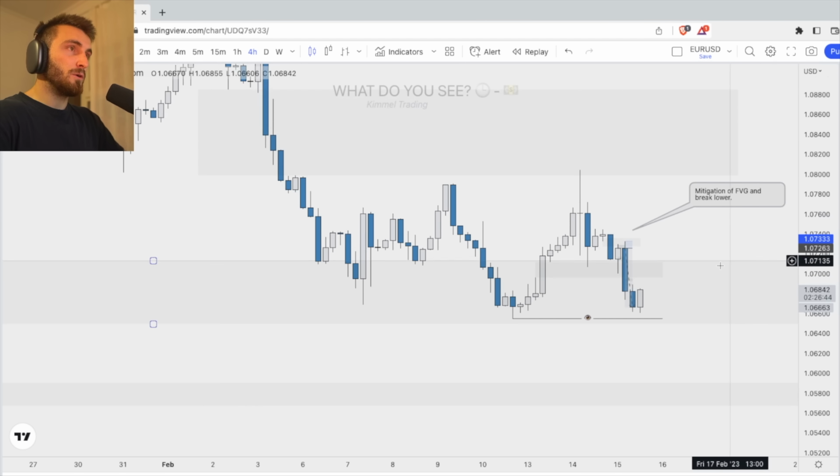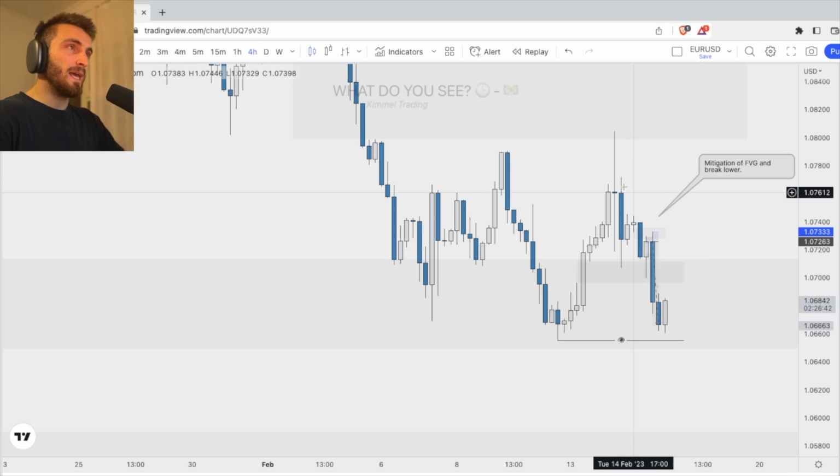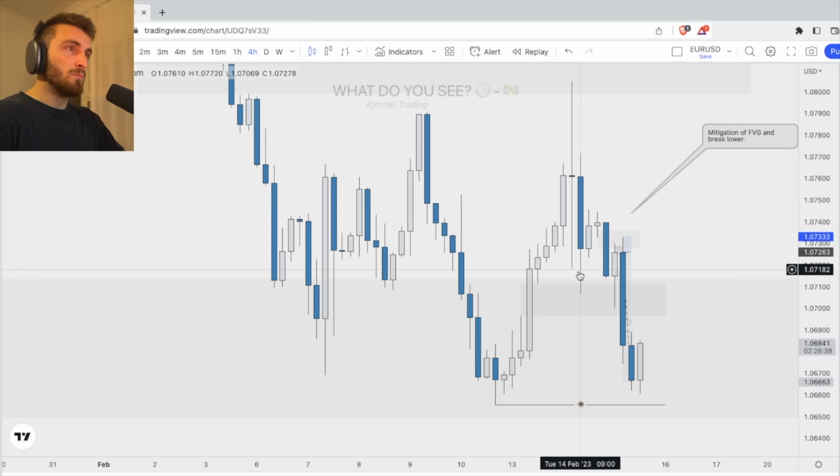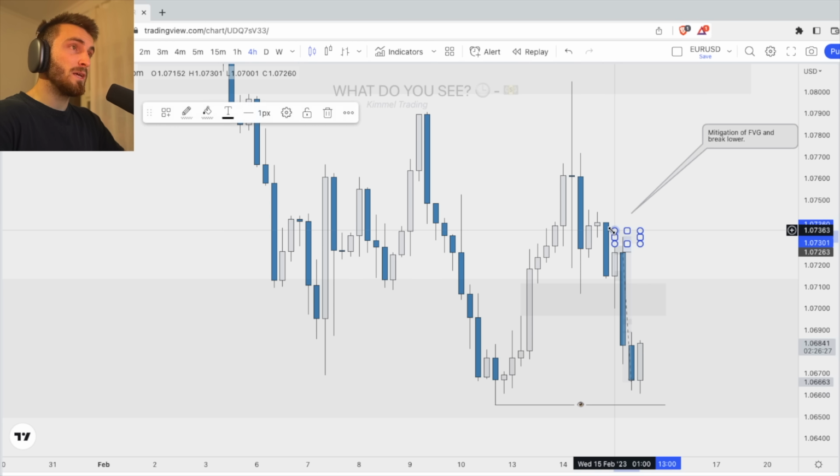Then on the 4 hour, you can see that we again had this reaction on the fair value gap. Then we had a move lower, move higher, move lower. Of course, this didn't break below this, but then you had this 4 hour fair value gap that got tapped, if I just put this right here. But that's not the fair value gap that I was looking at.